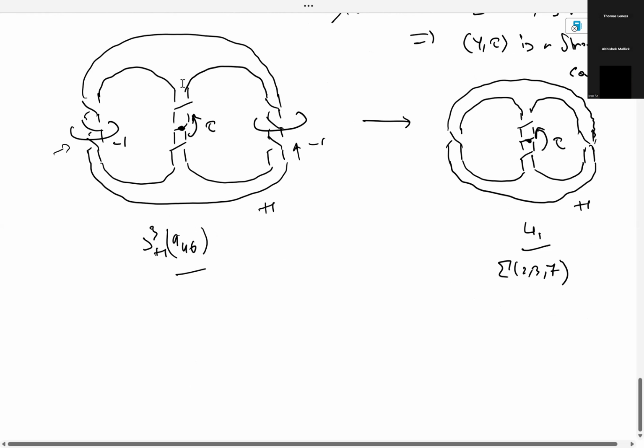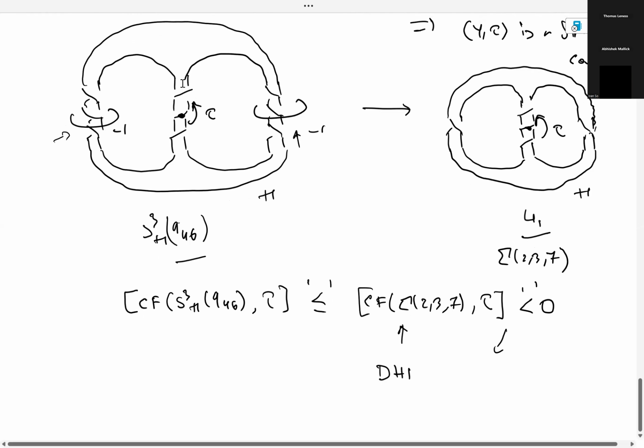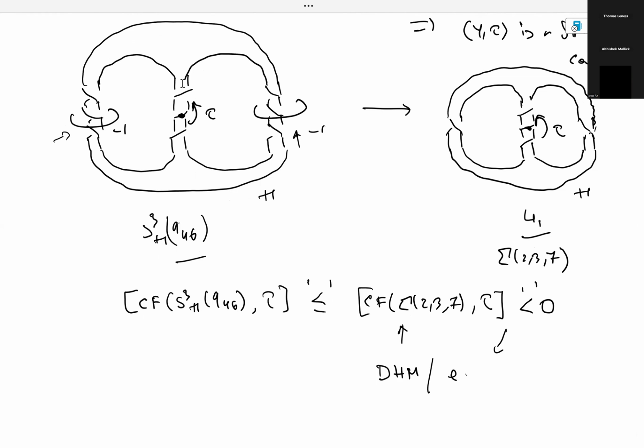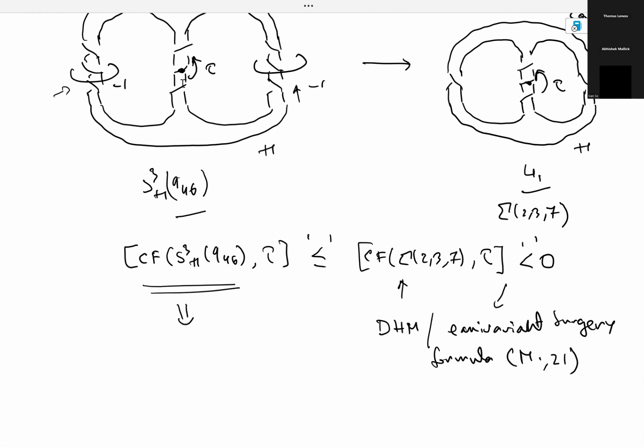So a consequence of this geometric fact is that this equivalence class that I was alluding to earlier is less than or equal to, again in quotes, the equivalence class of Σ(2,3,7) with the corresponding tau action. And then you can compute explicitly this equivalence class, because the Floer homology of Σ(2,3,7) is really simple, and show that it's actually strictly less than 0. So this follows either from the work with Dai and Hedden, or you can also apply the equivariant surgery formula, to show that this class is strictly less than 0, which in turn implies that this class is non-zero, which then implies that plus one surgery on 946 with the action of tau is a strong cork.